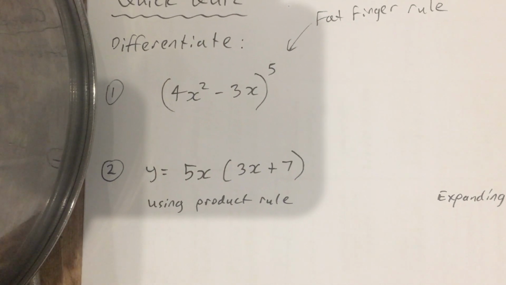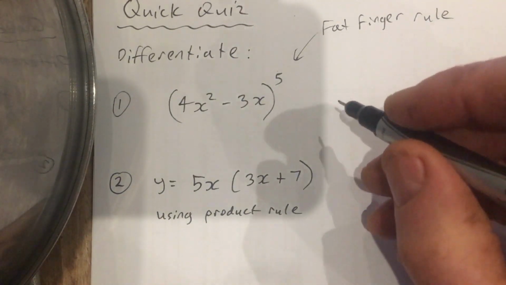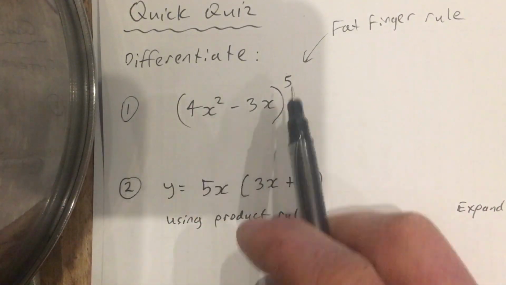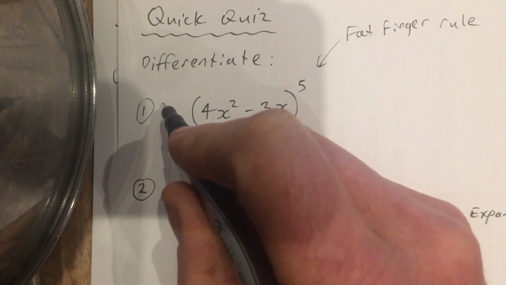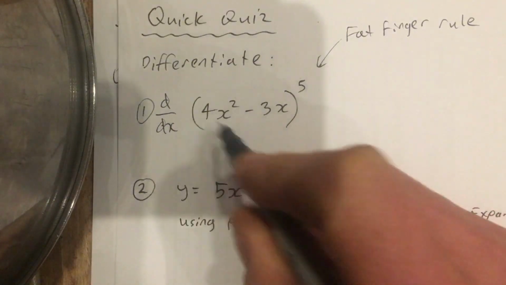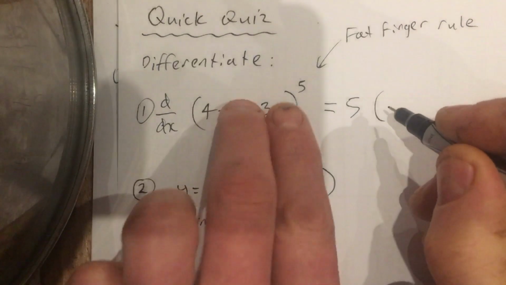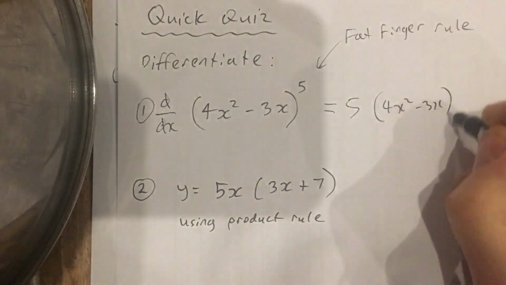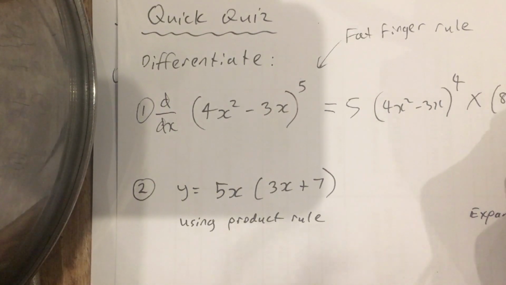Now I'm assuming you've stopped the video and you've had some time to do it, so let's go through this answer quickly. Firstly, the notation. This says differentiate this thing and there's no y or x or anything written in front of it, so I would say then write d dx. So that says the derivative of this is 5. This is the fat finger, we cover that up first. 4x squared minus 3x to the power of 4 times, well, derivative of the inside, so 8x minus 3.